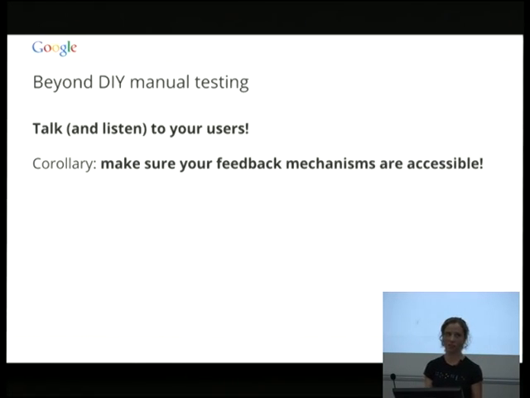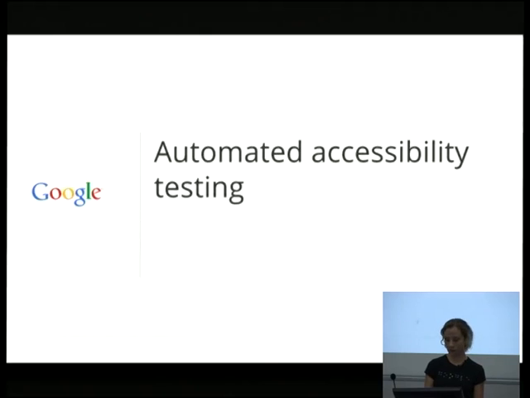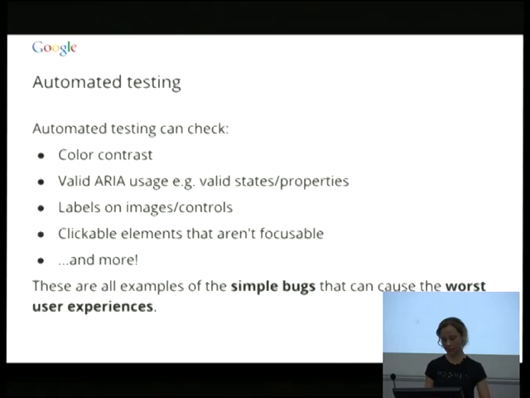And then once you get the feedback, really listen to it, read it carefully, make sure that you're actually fixing things as you go. All right, so finally we come to automated accessibility testing.